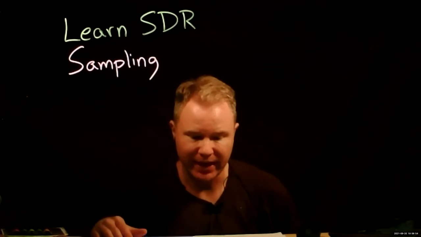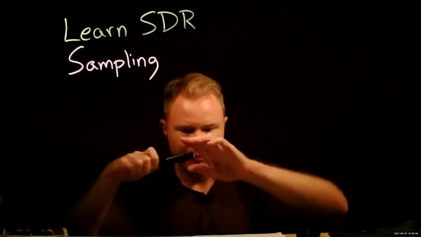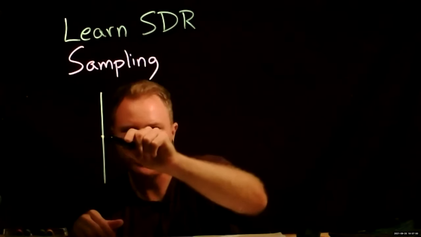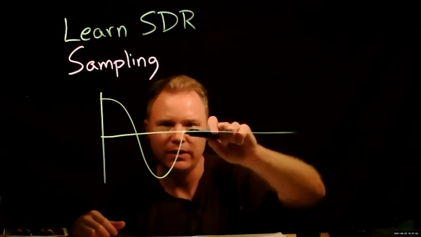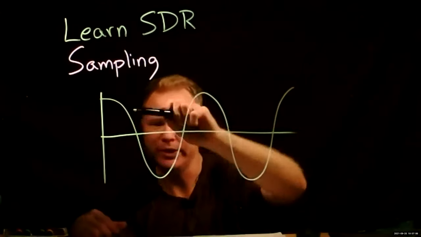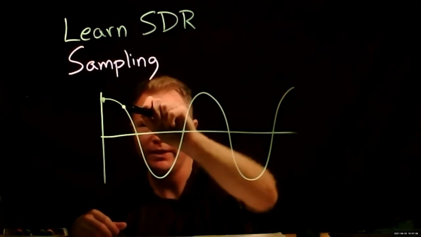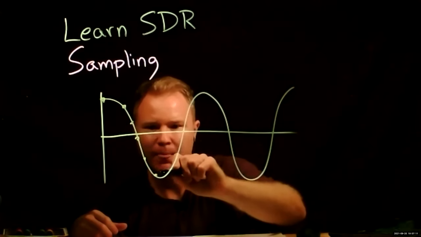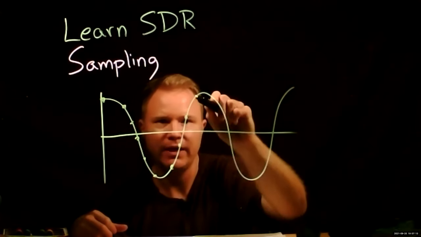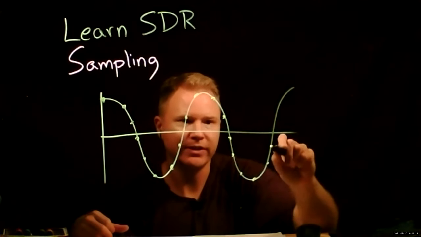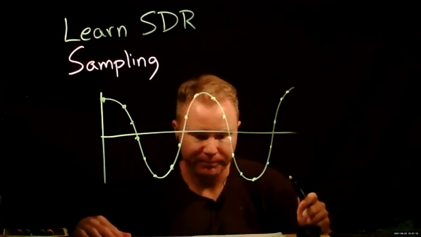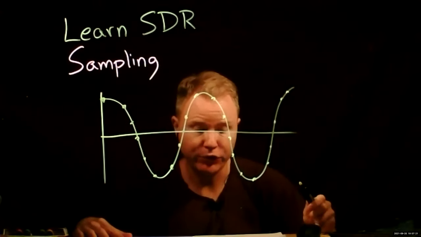Okay, so the next topic is sampling. And I will present you with what I'll call Jason's naive sampling theorem. You might think that if you have a cosine and you want to sample it, maybe you need to sample something like 10 times as fast as the cosine is going in order to fully reconstruct the waveform. But that's not actually true.